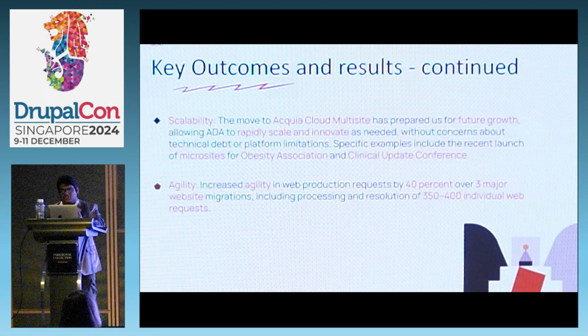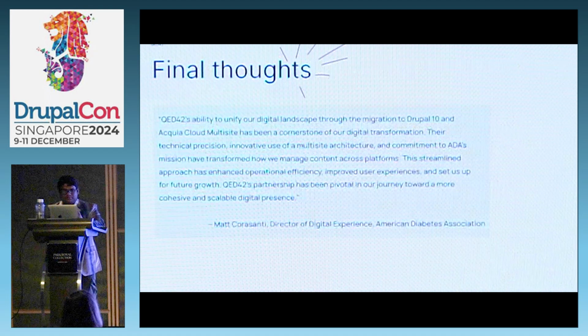The initial plan was just to launch the three websites, but new requirements came in during the development of those three websites, and they launched Obesity Association and Clinical Update Conference onto that same multi-site platform. This also gives them increased agility, where they had 40% more requests coming in on the platform and 350 to 400 individual web requests each second, which the platform was able to handle.